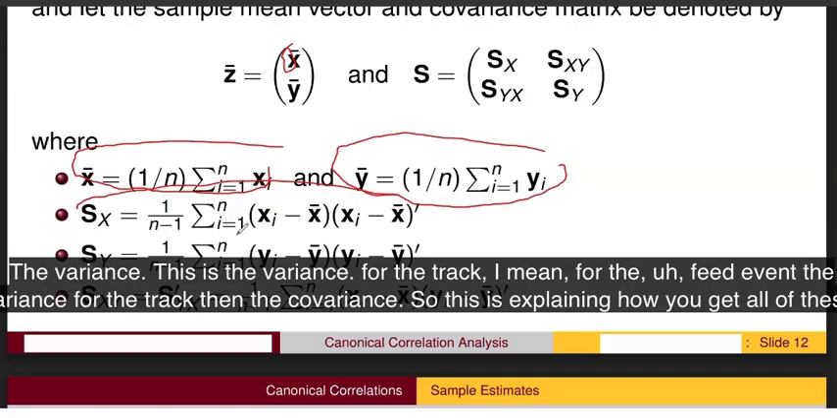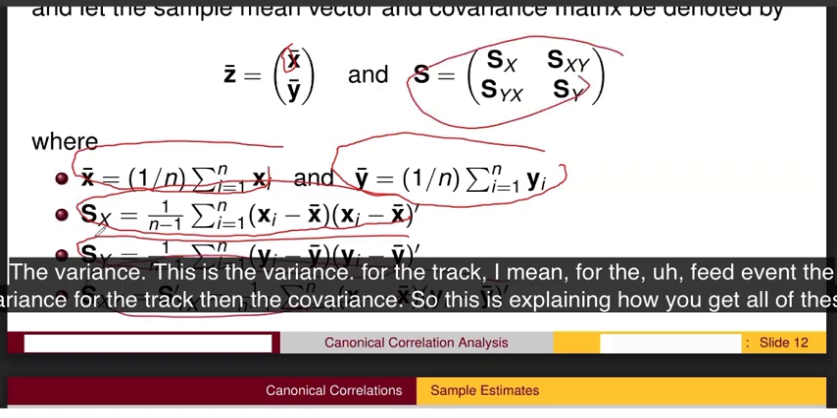The variance. This is the variance for the track. I mean, for the field event. The variance for the track. Then the covariance. So this is explaining how you get all of these.